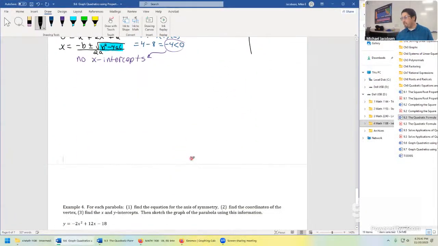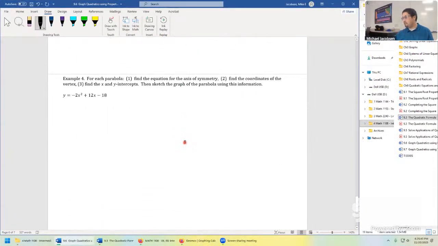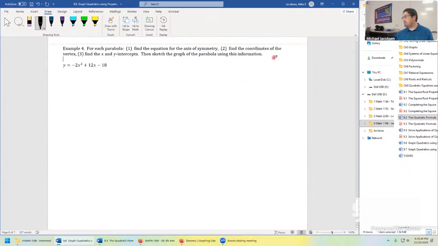Here's our next one to give a try on. It says find the equation of the axis of symmetry, the coordinates of the vertex, and the x and y intercepts. So it's another problem just like before, but this one is a little bit different than the others. You might have noticed that all the terms have a greatest common factor of, say, -2. We could factor on this one if we chose to.